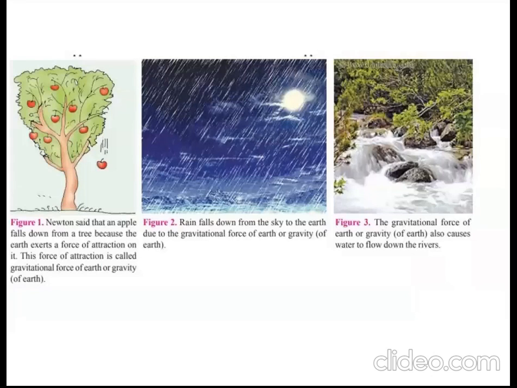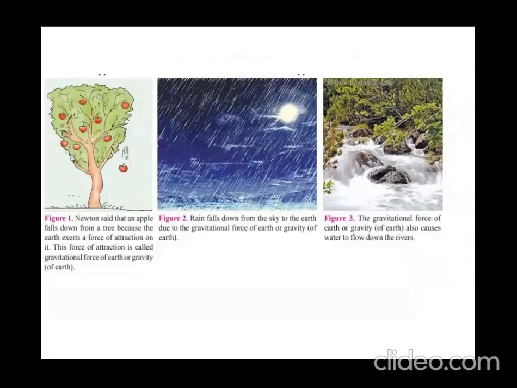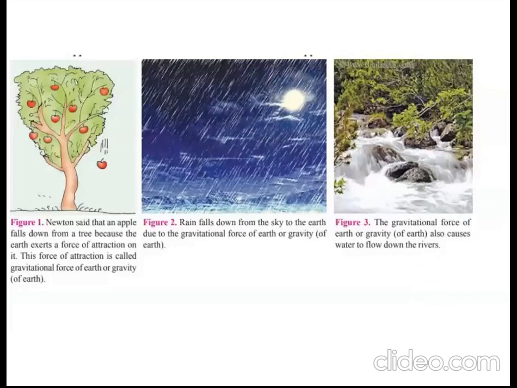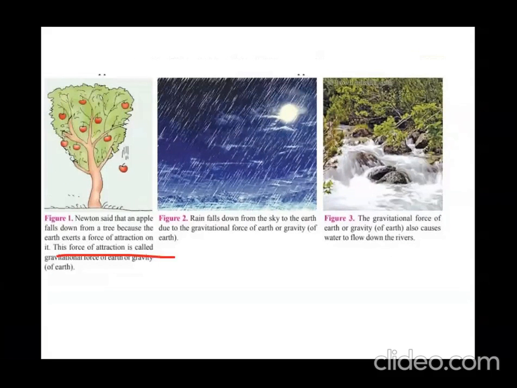In figure number 1, you can see that the apple is falling from the tree and the apple always falls towards the earth. Why? Because of the force of attraction by the earth on the apple. Earth attracts the apple towards it by the force which is known as the gravitational force.